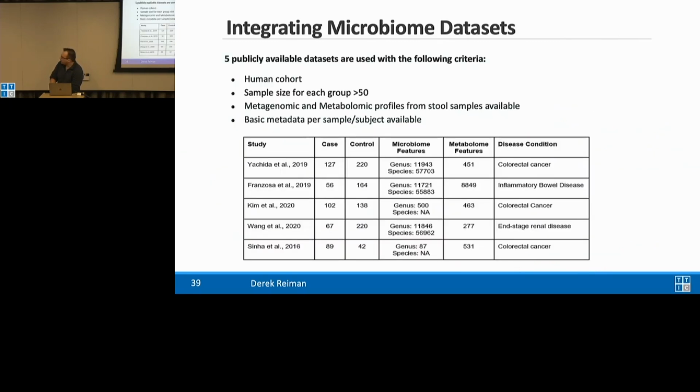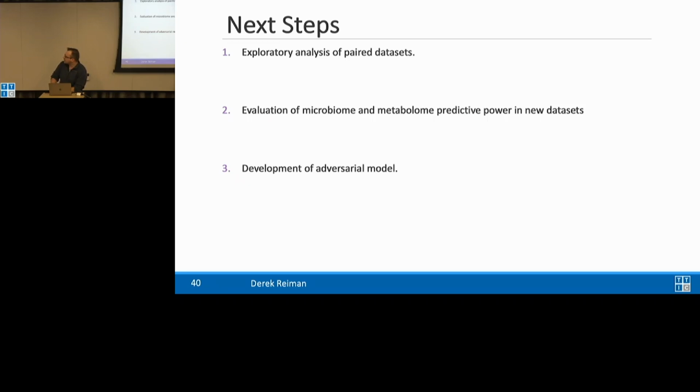And we've pulled in a couple new data sets to train this. We have 5 data sets of paired metabolomic microbiome data with different diseases, so colorectal cancer, IBD, and end-stage renal disease. And we're currently in the process of developing this out.